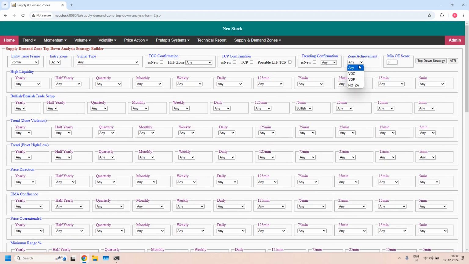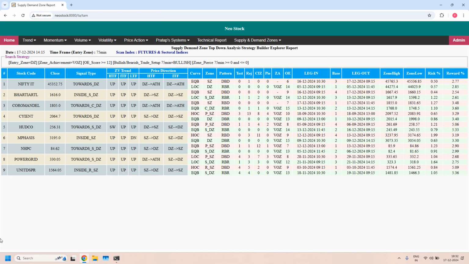Zone achievement violated opposing zone. Minimum odd enhancer score 12. All 3 filters applied to 75 minutes demand zone. Now let's filter the stocks. We got 9 stocks currently supporting bullish trade setup for weekly income trade. The entry zones are 75 minutes demand zones. So all these are 75 minutes demand zones, the green color zones.